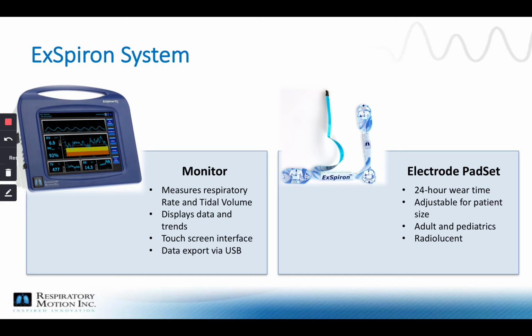ExSpiron consists of a freestanding monitor that displays the patient's real-time respiratory status and trends, and a single-use pad set electrode. The monitor has a touchscreen, easy-to-use interface, stands on a counter, or mounts on a pole. It runs on AC power and has an internal battery for transport. It can be connected to external data display, patient record, and nurse call systems. The pad set is comfortable for the patient, easy to position, and available in pediatric as well as adult sizes.